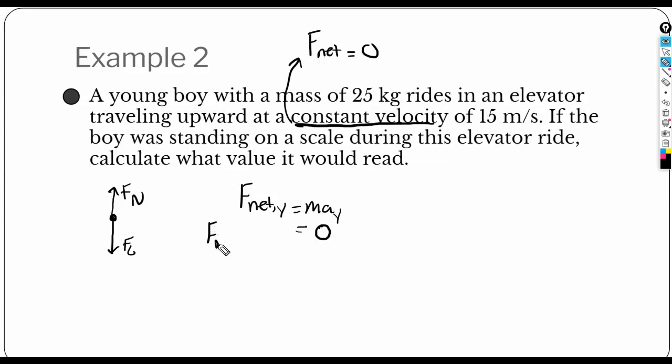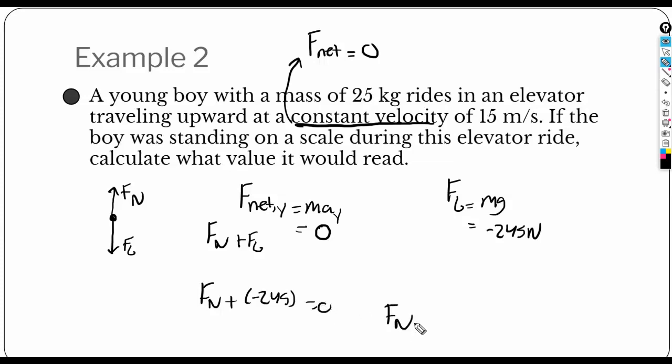So when I write down Fn plus Fg, those two forces now have to balance each other out. And so I can find the force of gravity on the boy just by using this equation. 25 times negative 9.8, I get negative 245 newtons. And so I get Fn plus negative 245 equals 0. And so the scale is going to read the normal force, which is 245 newtons. Hopefully that's what you got for this question.